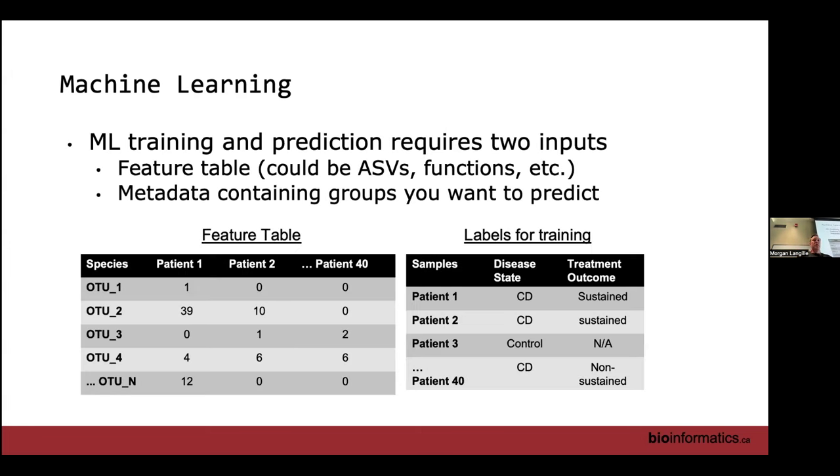So machine learning is all about training and prediction. The major input is a training data set, which includes a feature table. For our microbiome data, it would be ASVs or functions, but it could include lots of different variables. They're just features. The other part is the thing you're trying to predict, the labels for training that data, linking your samples to, in this case, disease state. So you have Crohn's disease or control, or maybe you want to predict sustained outcome versus non-sustained. It's built upon those two things, and you're feeding that information into an algorithm and doing what we would call training.